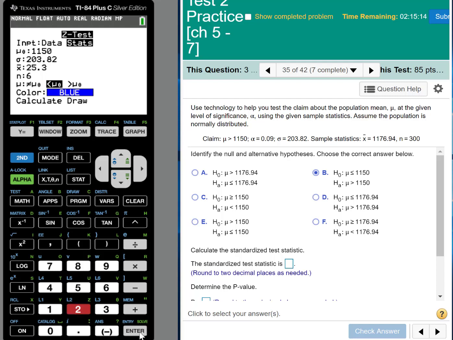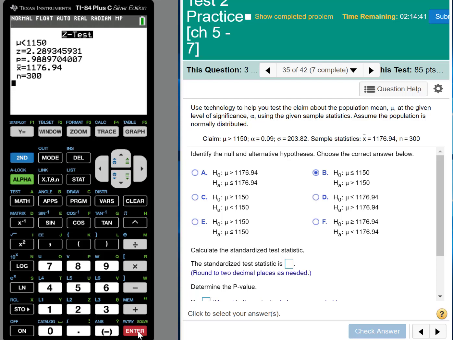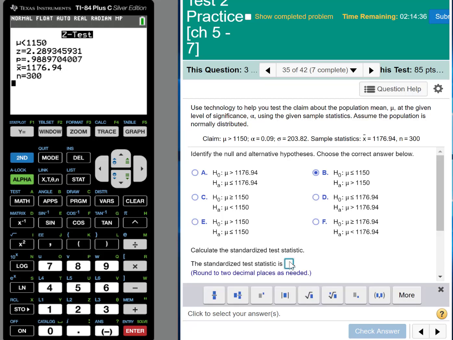203.82. So if I give you a question like this, guys, and I give you sigma, you should know it's a Z test, not a T test. Remember that. X bar is 1176.94. Enter. N is 300. What's the alternative sign? The alternative sign is greater than. Make sure to select it and press enter. And then hit calculate. And Z is 2.28. So it's 2.28, 2.29 if you round it to 2 decimal places.